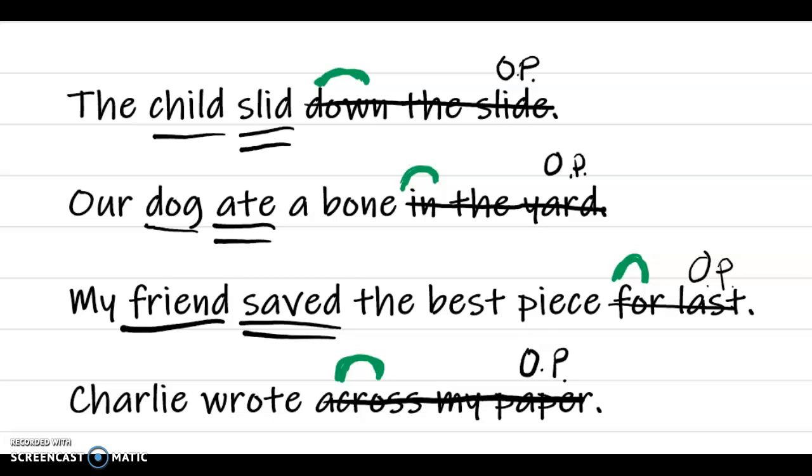What do we do next? We underline the verb, which in this case the action is wrote. We underline it twice. And the word Charlie is our subject noun. That's to the left of the verb.